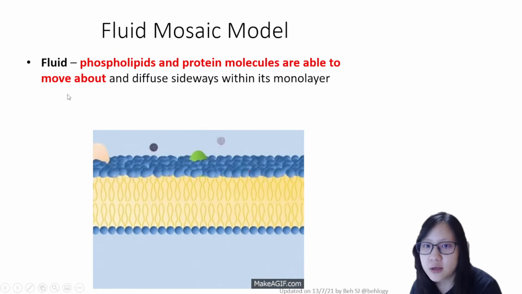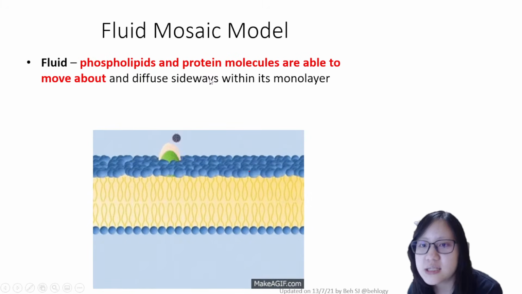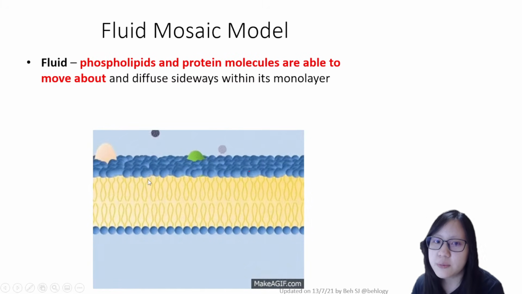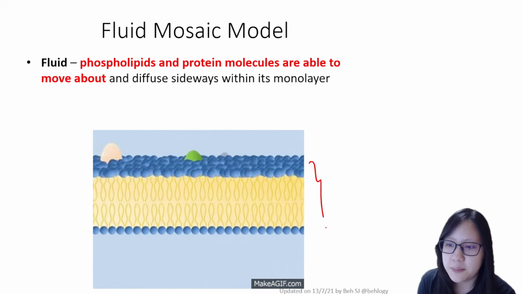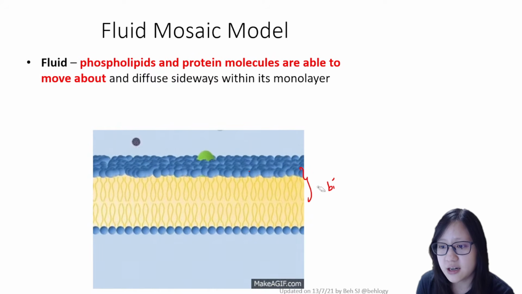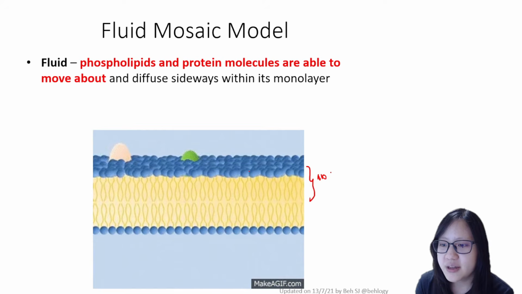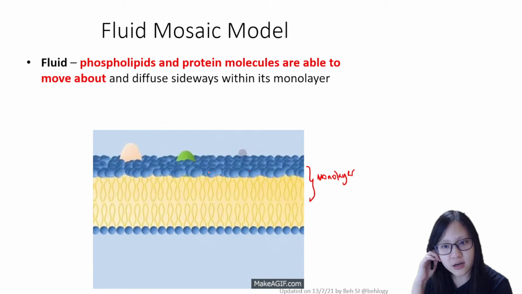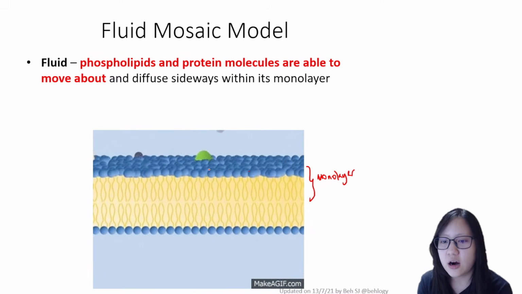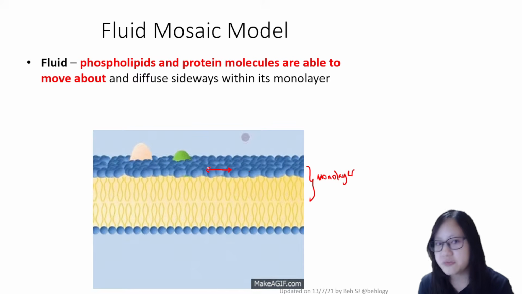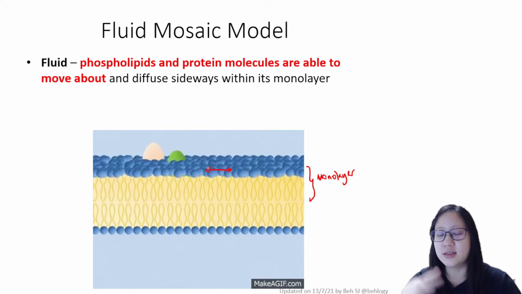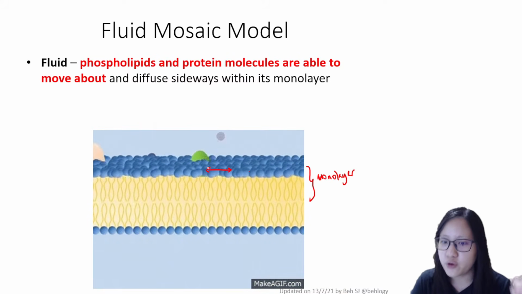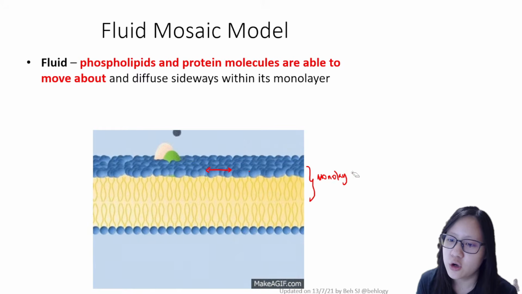So what is fluid? Fluid refers to the phospholipids and protein molecules that are able to move about and diffuse sideways within their monolayer. Okay, this is a bilayer, and this here is a monolayer, right? So what is it doing? You can see the phospholipids here and proteins here, how they are moving sideways. There is some movement there. It is fluid. It is not like a rigid solid thing that doesn't move at all. Okay, so it is fluid. It can move sideways within its monolayer.